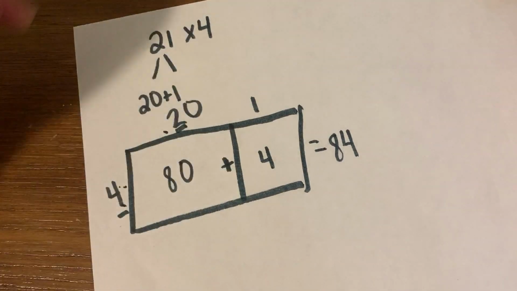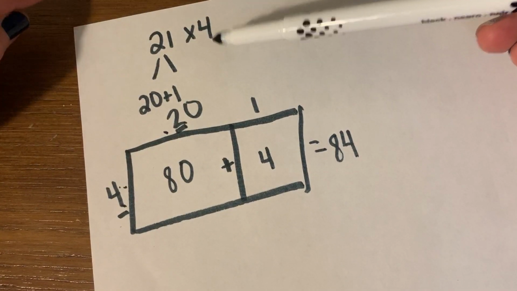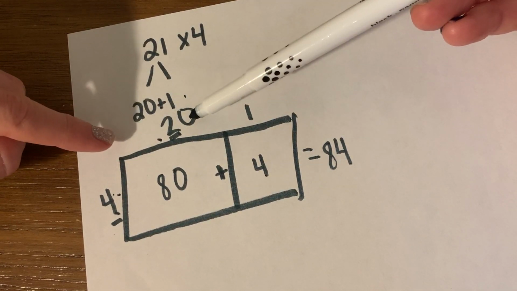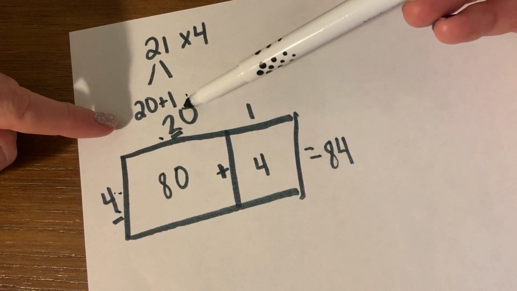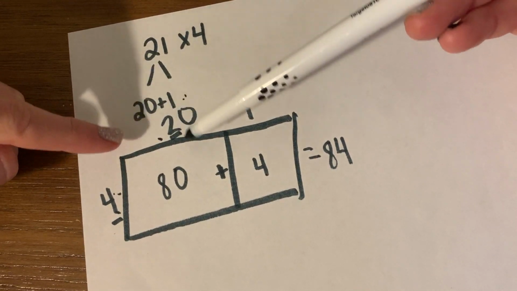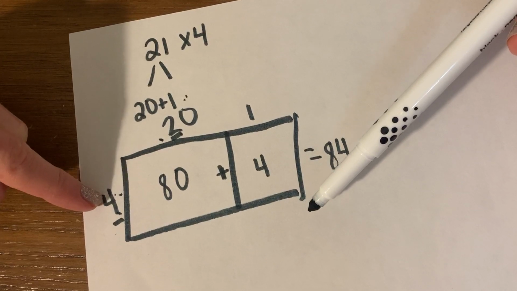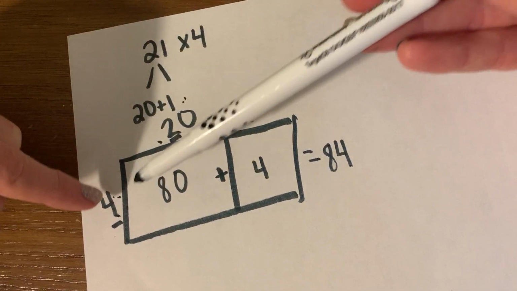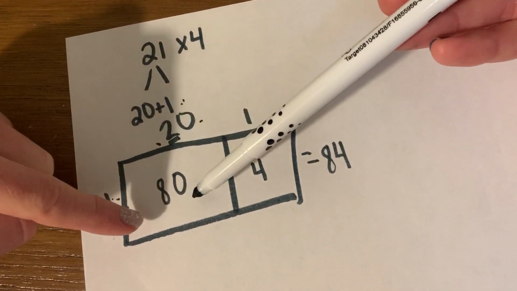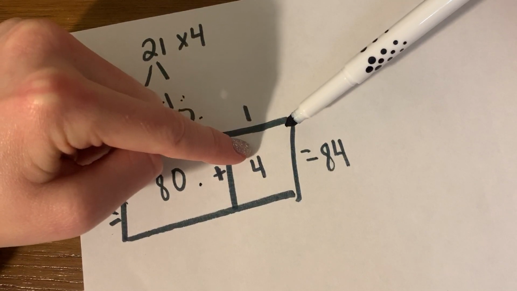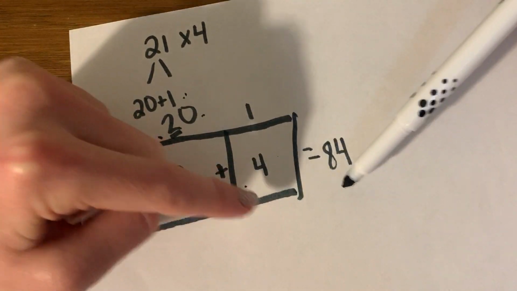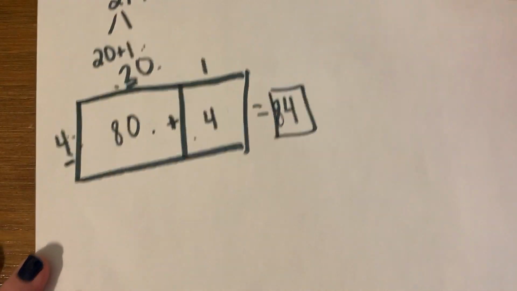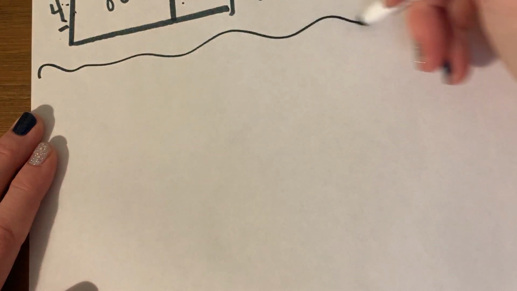Okay, I'm going to go through that again. So I had 21 times 4, and I used partial products to break it down into 20 times 4 and 1 times 4. So I put this number in expanded form, 20 plus 1, and then I drew my area model. So here's the area model, and I put my 4 over here, and I have my 20 and my 1. So then I did 4 times 20, put my 80, 1 times 4, put my 4, and then I added them together to get 84 as my total. Okay, we're going to go ahead and look at another one.